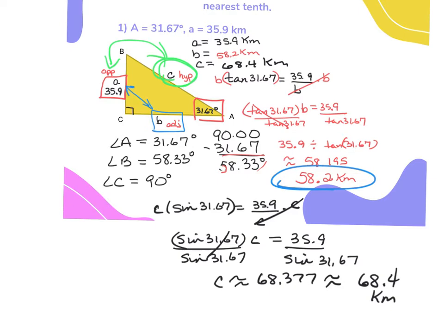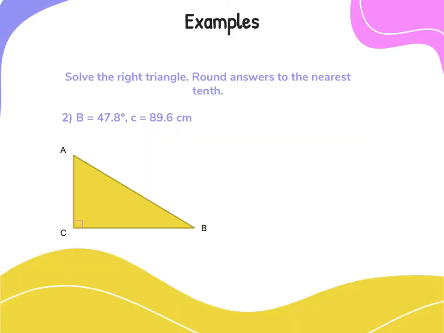Let's go ahead and try the next one. And then the next one, we're going to see that the variable is going to end up in the numerator this time. Again, every problem is going to be different. For this one, we used tangent and sine. This next one, we're going to use sine and cosine. It all depends on what's given. So again, I'm going to label my picture.